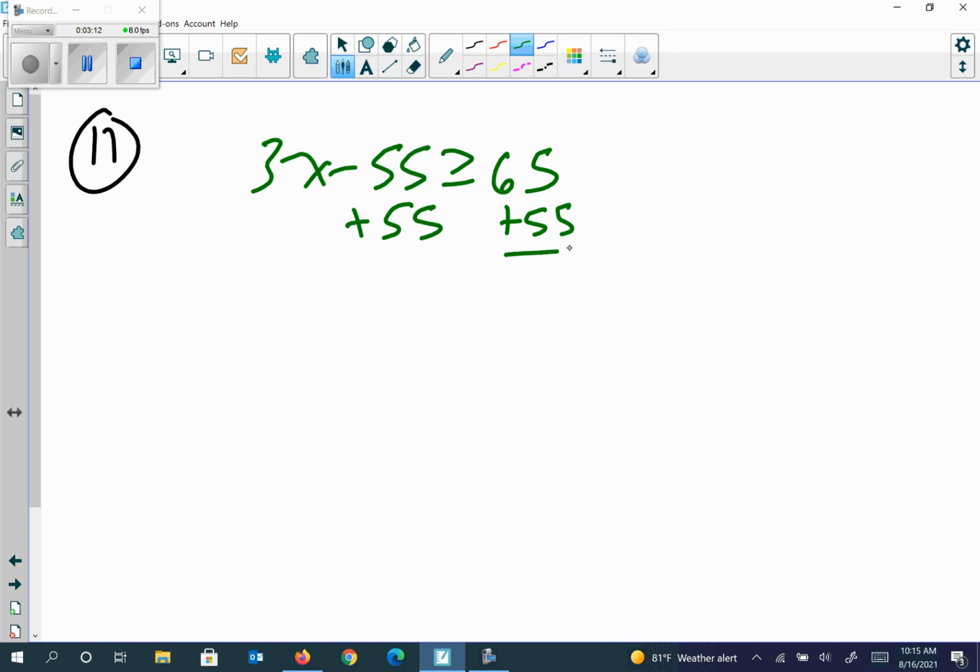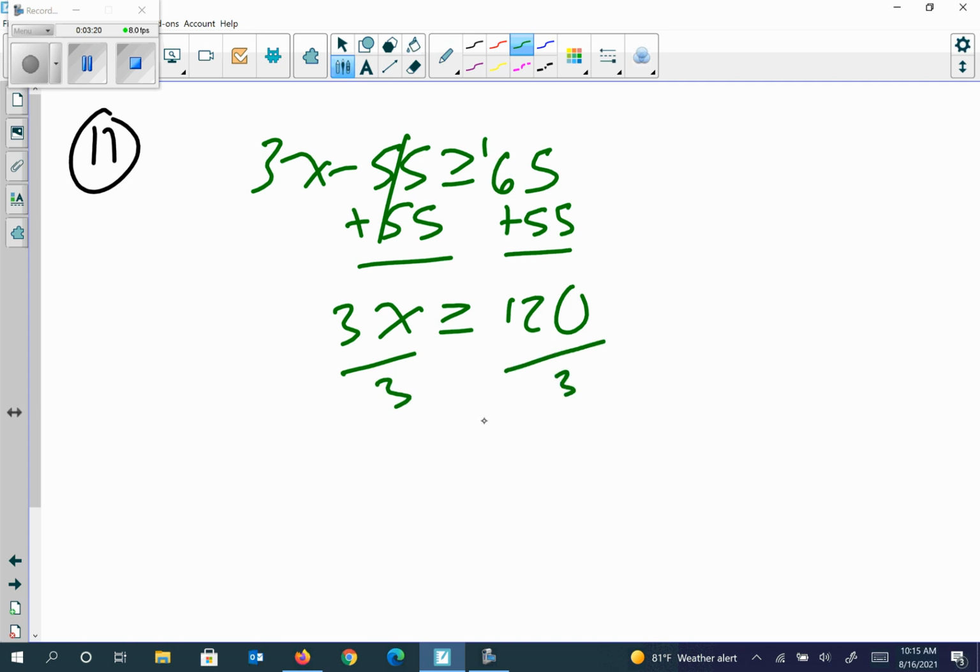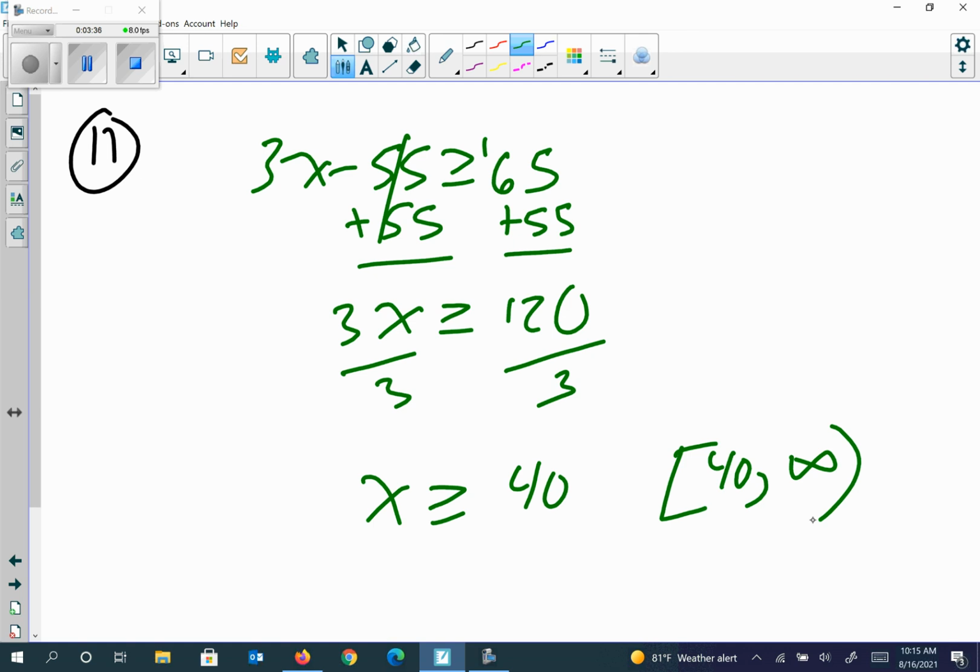So I'm going to add 55 to both sides. So I get 3x is greater than or equal to 120. Divide each side by 3. So x is greater than or equal to 40, which means they have to sell 40 items to be even, if they sell more than that. So at 40 items, they're even, square bracket, and then if they make beyond that, it goes to infinity.